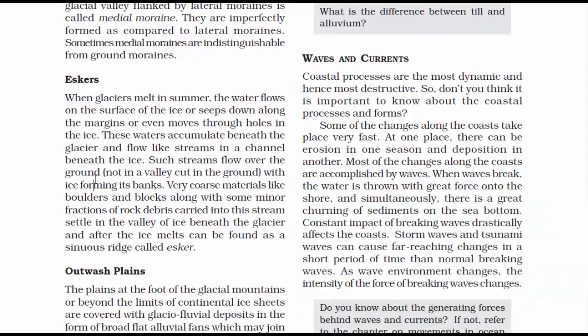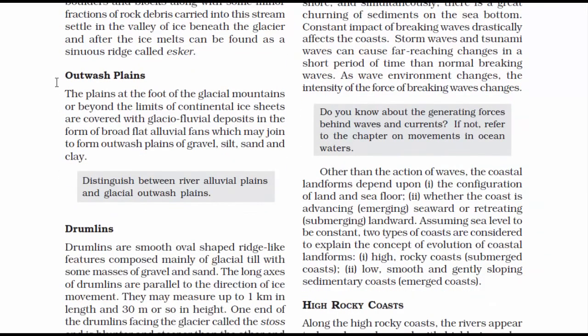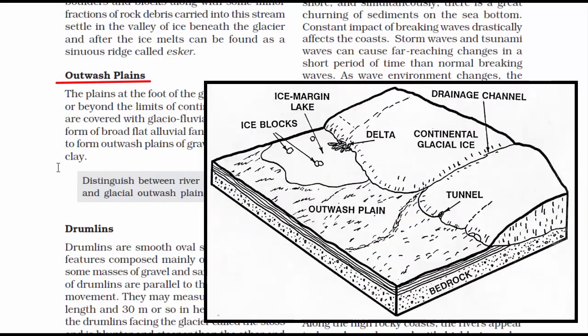The third type of depositional landform that exists due to glaciers is outwash plains. It is a plain formed of glacial sediments deposited by melting water. These are found at the foot of the glacial mountains. These plains are covered with glaciofluvial deposits.